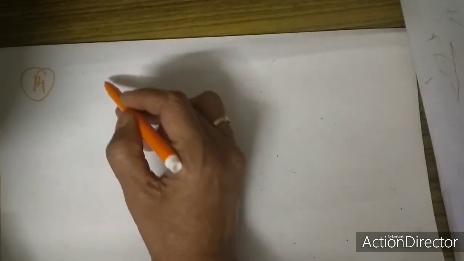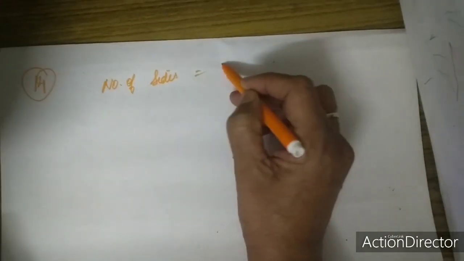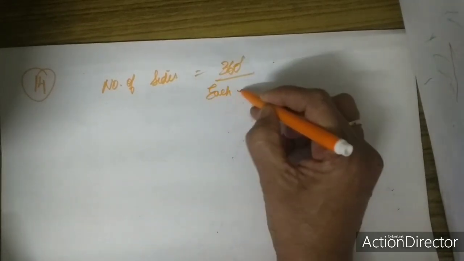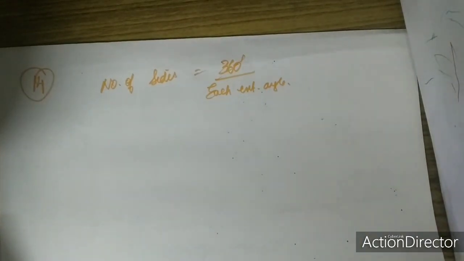Now question number 14. The sum of all interior angles of a regular polygon is equal to 1080 degrees. You have to find the number of sides of the polygon. So you know the number of sides, the formula is number of sides is equal to 360 degrees upon each exterior angle. But we don't know each exterior angle. So first we have to find each exterior angle over here.